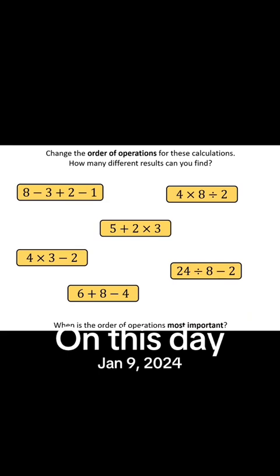Change the order of operations for these calculations. How many different results can you find? So we can put a bracket here, let's say. We can put a plus here. This one, I could put a bracket here and get a different answer. This one, I could put a bracket here and get a different answer to if I put a bracket, let's say, here.